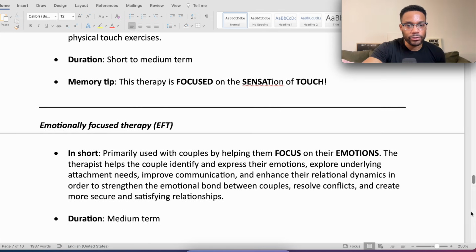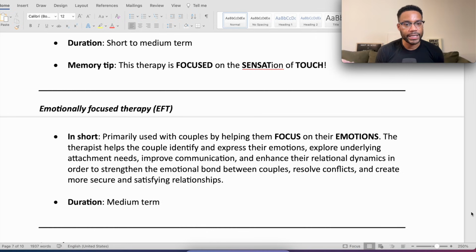Then we have emotionally focused therapy or EFT. In short, primarily used with couples by helping them focus on their emotions. The therapist helps the couple identify and express their emotions, explore underlying attachment needs, improve communication, and enhance their relational dynamics in order to strengthen the emotional bond between couples, resolve conflicts, and create more secure and satisfying relationships. And the duration, generally considered medium term.